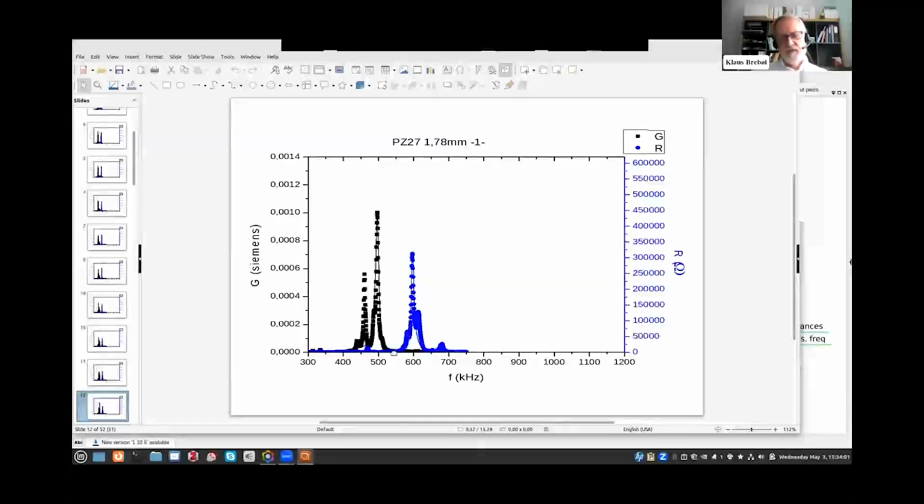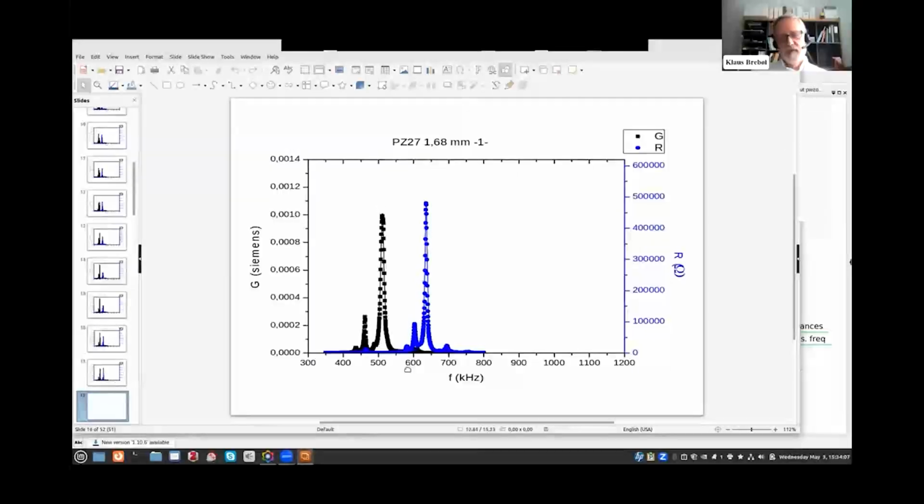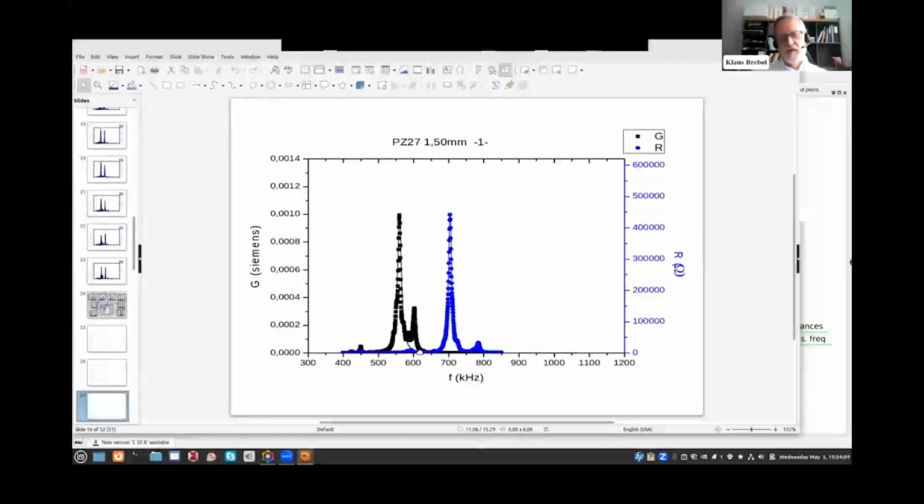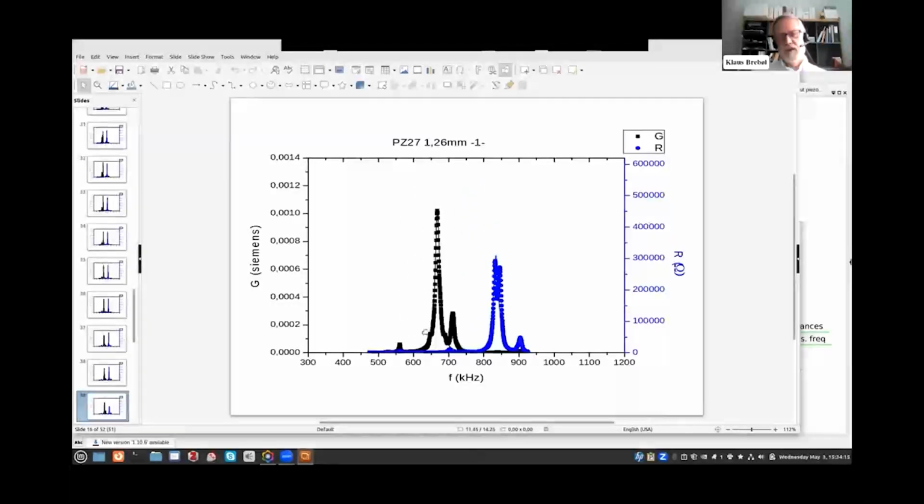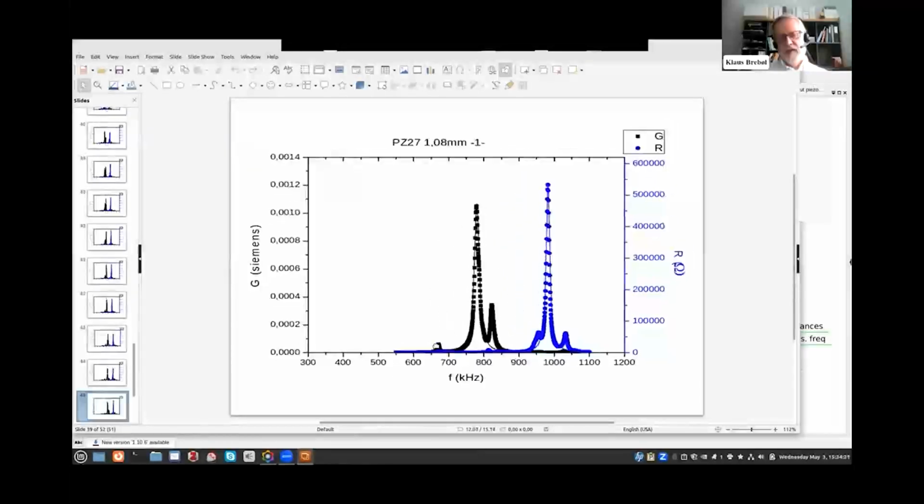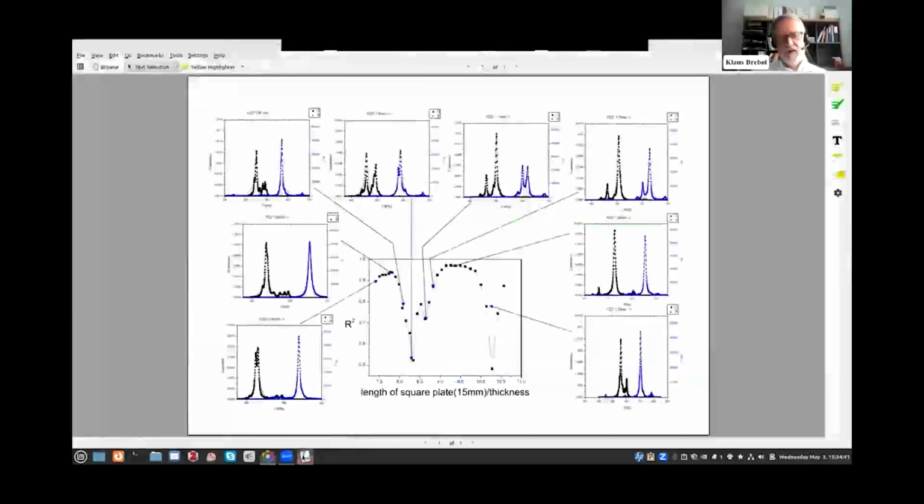What is more interesting, or equally interesting, is that if we continue thinning down the sample, you will see that these plate modes here are reasonably constant, but the shear modes are moving as the sample gets thinner and thinner. So the coupling is not constant. It's not that we can say that above a certain aspect ratio, we are free of any coupling. It's more that we should search for a certain aspect ratio, and then we will have good possibilities to extract our data.